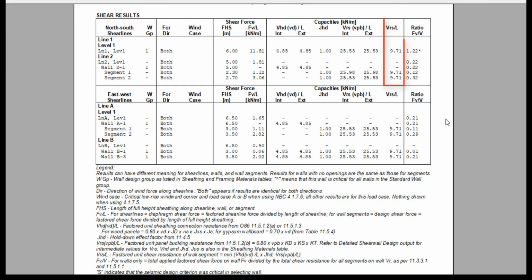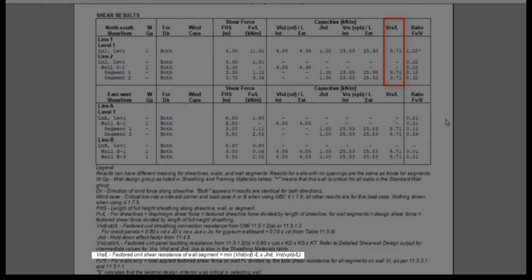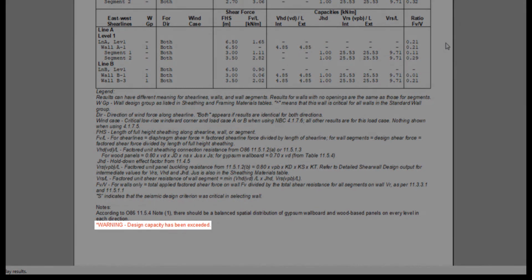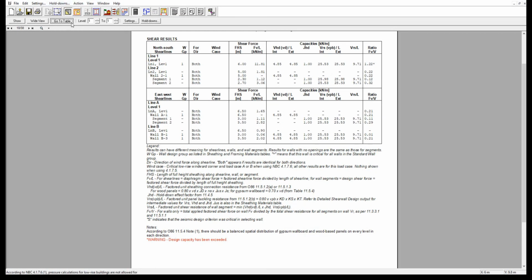Finally, the governing factored shear resistance per unit length, the smaller result of the sheathing to framing connection resistance and panel buckling resistance, is shown. Most importantly, the shear results section contains the ratio of the total factored shear force on wall divided by the total shear resistance for all wall segments. If that ratio exceeds 1.0, the designed wall is under capacity and the wall would fail the analysis. A warning message would also appear just under the legend, indicating the capacity was exceeded. Remember that a warning would also appear in the design summary page as well.